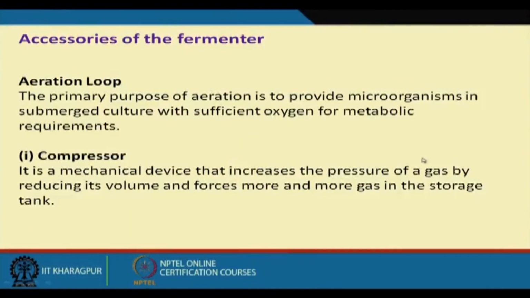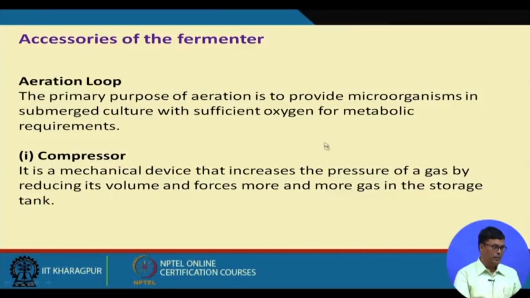Now let me discuss the accessories of the fermenter, which are very much required. First the aeration loops. The primary purpose of aeration is to provide the microorganism in submerged culture with sufficient oxygen for metabolic requirement. This oxygen is supplied with the help of a compressor.